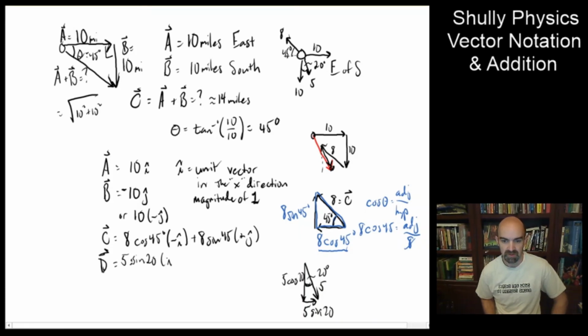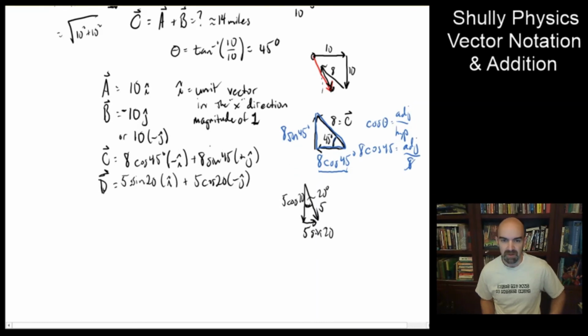That's in the positive i direction. And we're going to have a 5 cosine 20 in the negative i direction. Sorry, I meant the negative j direction. Okay, so negative j. So there we go. We've got 4 vectors, and we're ready to add them up.